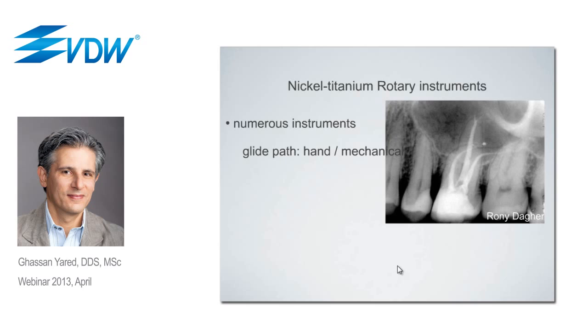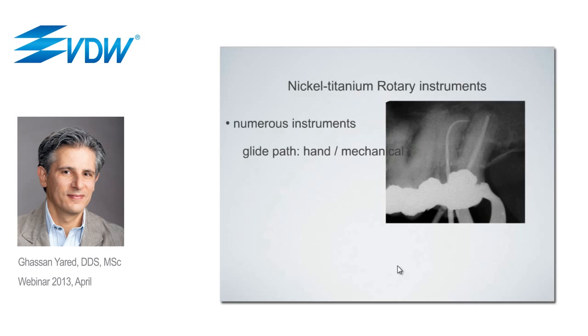So the question is again, why do we have to use so many hand instruments to create a glide path when we can prepare a canal as severely curved as that one without having to create a glide path, without having to use PathFiles? The problem here is not only with the number of instruments that we are using. I think you all know that it is not easy to obtain patency in these canals. And once we obtain patency, it is not easy to maintain this patency.